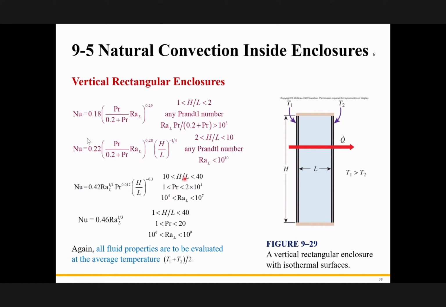Again, make sure that it satisfies the requirement. Therefore, these 2 equations definitely you cannot apply for air or any gas because the Prandtl number is more than 1. And make sure when you're calculating the Rayleigh number, the characteristic length is L. Make sure that all the physical properties are calculated at the average temperature of the 2 plates. You have to keep that in mind.